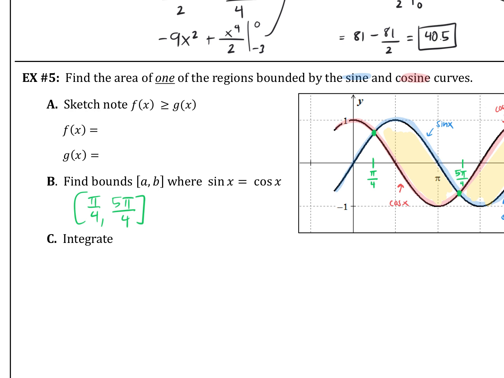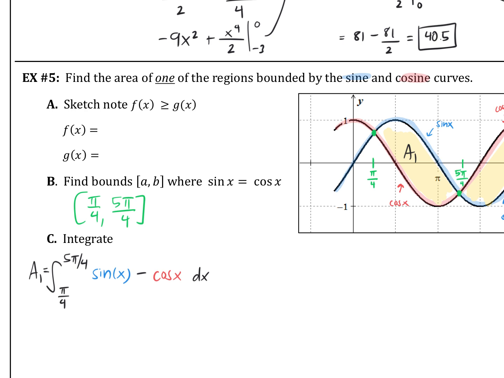So when we are integrating it, because we're using this first section here, I'll call it A1, my setup would look like this. From pi over 4 to 5 pi over 4 of my top curve, which is sine of x, minus my bottom curve, which is cosine of x. Okay, so if I integrate this, plug those values in, I will get my answer.